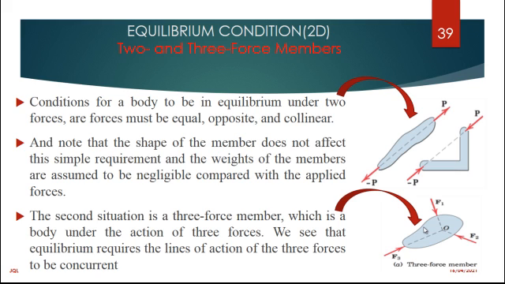The second situation is a three-force member, which is a body under the action of three forces. We see that equilibrium requires the lines of action of the three forces to be concurrent. This, for a body to be in equilibrium, where three forces have been exerted on that body, needs that those forces, the lines where the forces have been applied, are supposed to be concurrent. This is what it means.